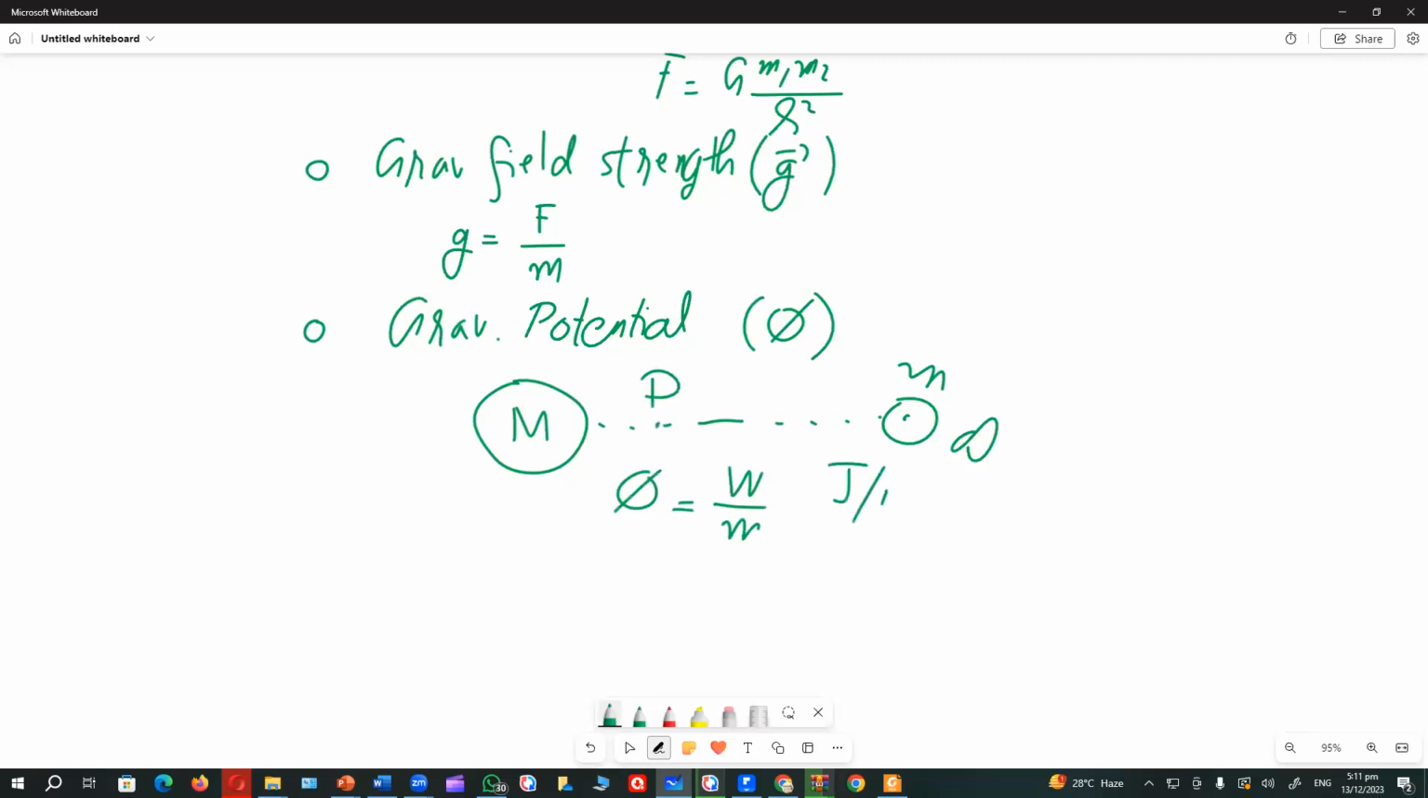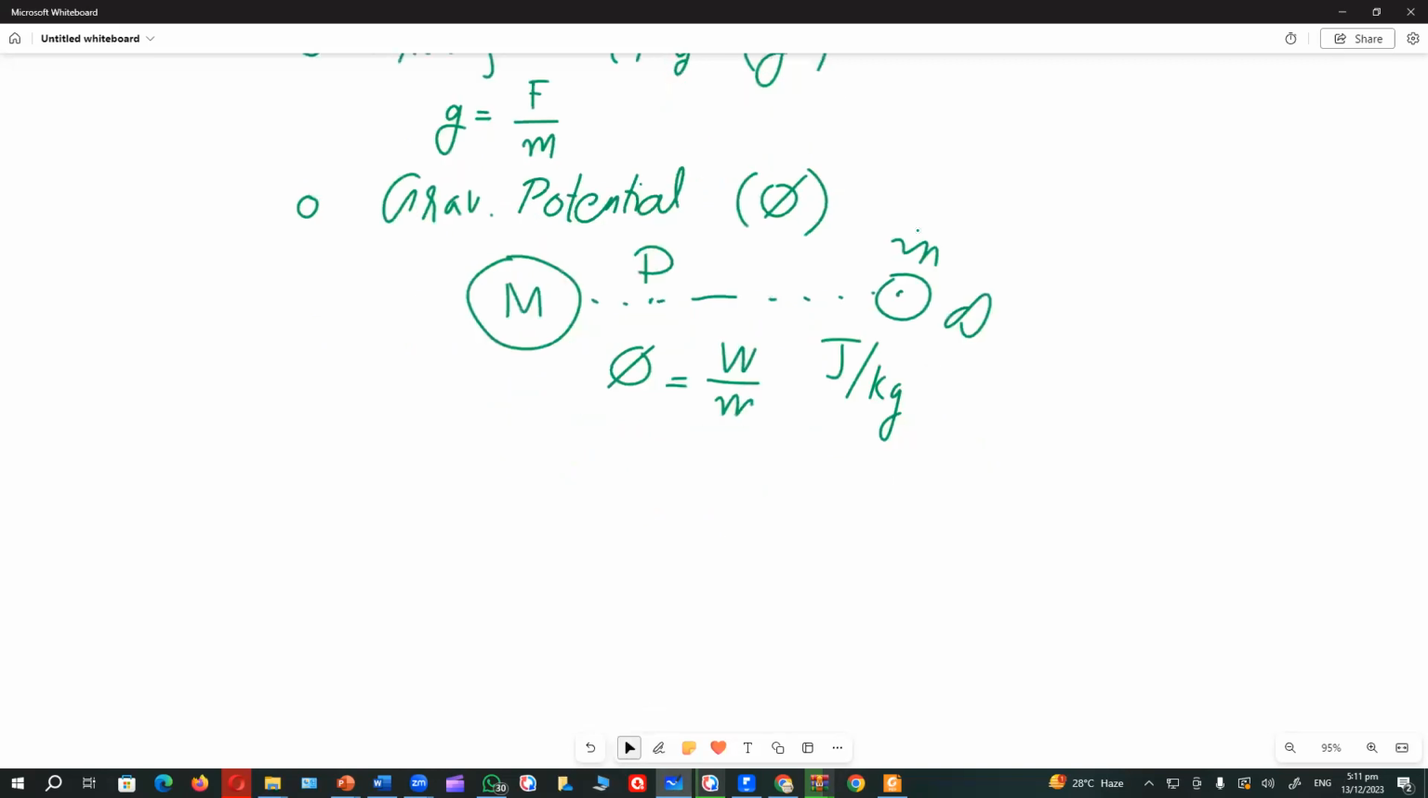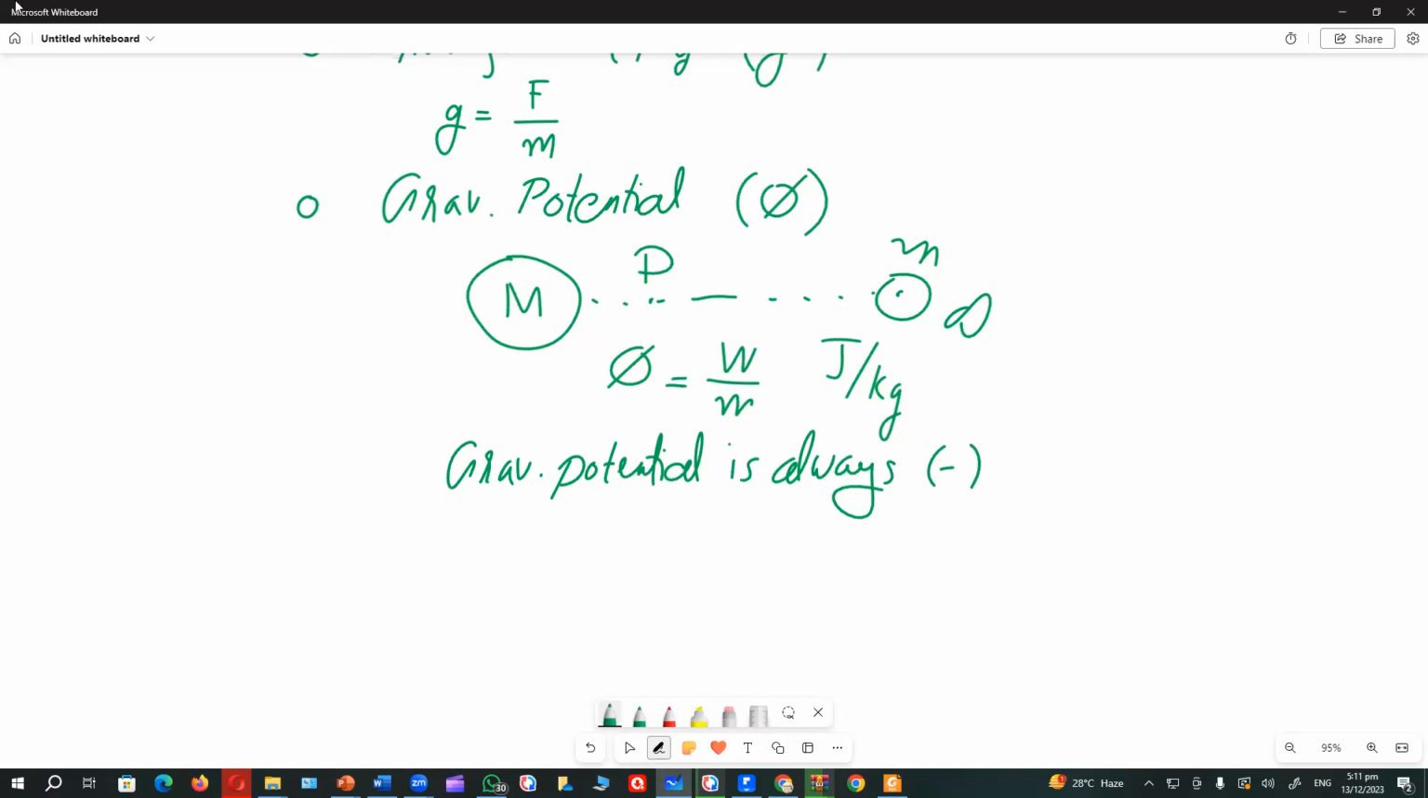Its unit is joule per kg. So what is gravitational potential? It is the work done per unit mass to move it from infinity to that particular point. Remember, a very famous concept, that gravitational potential is always negative.